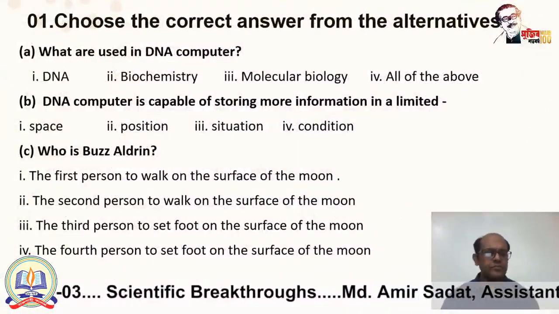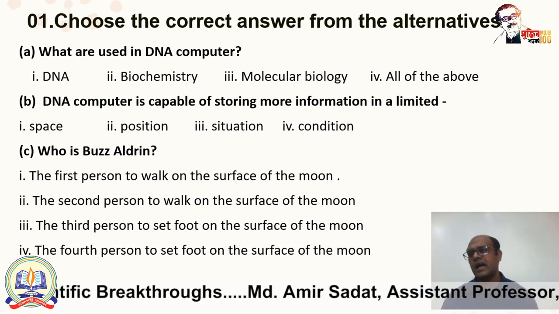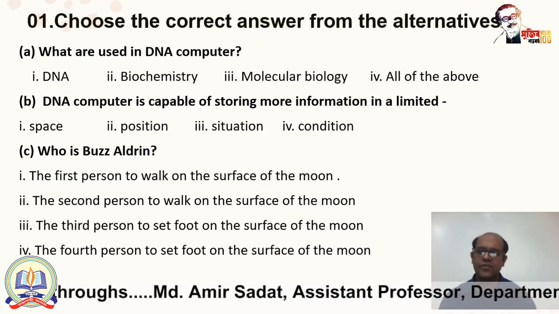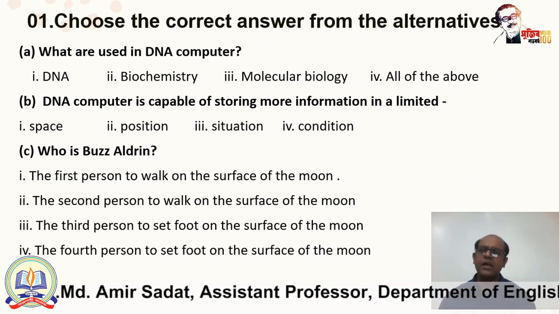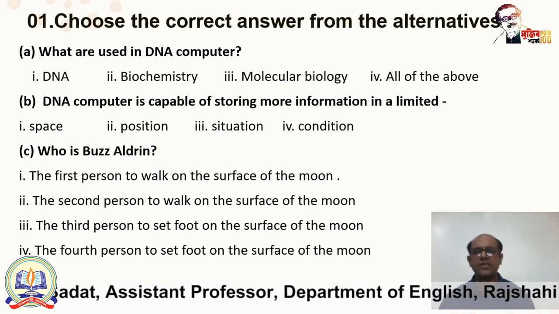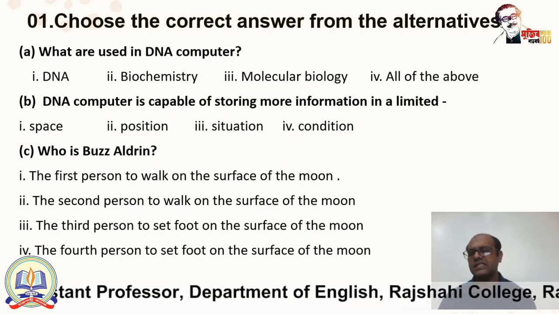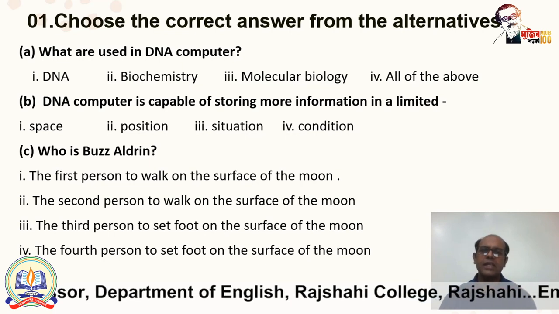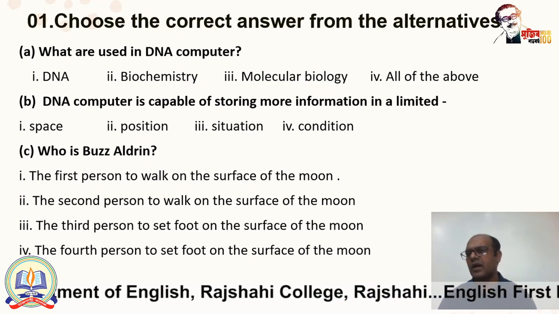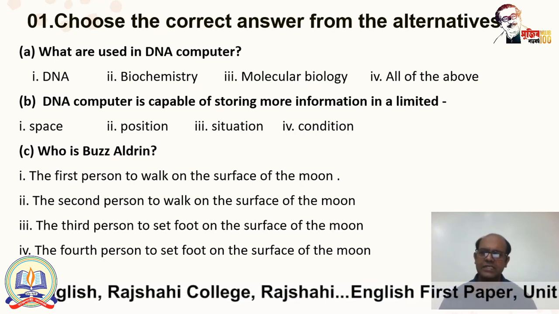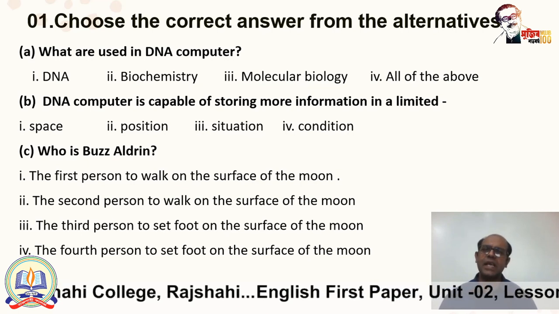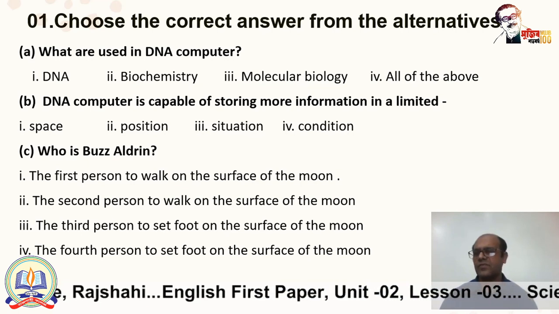Okay, now after finishing the text, I have made some questions for you. There is number 1 question, choose the correct answer from the alternatives. That is MCQ type questions, and if a learner can read the text thoroughly and carefully, he is capable to answer all types of questions.